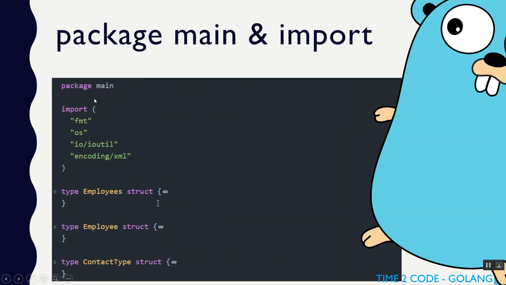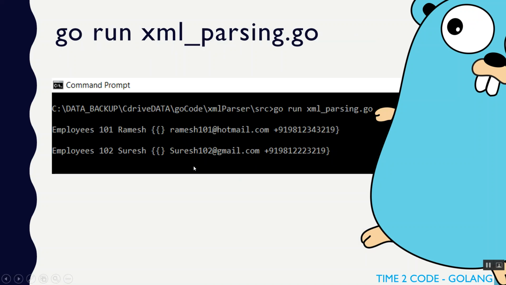As I explained, I have given the name main, package main. Inside that I have imported all these required packages, fmt, os, io/ioutil, encoding/xml, and these types. And right, this is what we got as output.